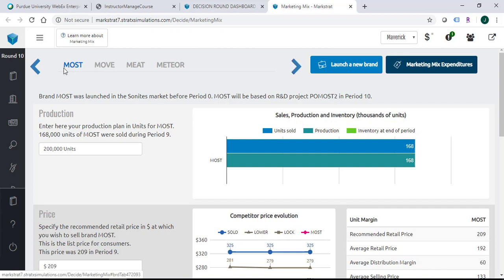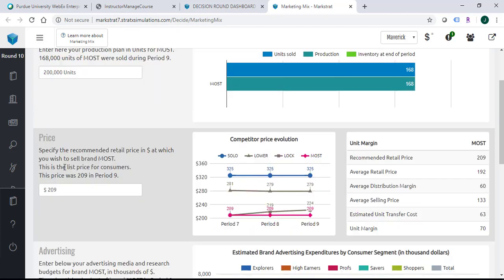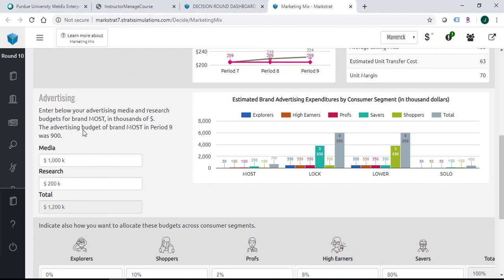Let's look at this one, which is the Most. For the Most, you need to decide your production, which is related to the product decision. Then you need to set up the price. You put the price here, and you can also allocate the advertising budget: how much you pay for the media, and how much you want to pay for the research. This is the total budget for advertising.